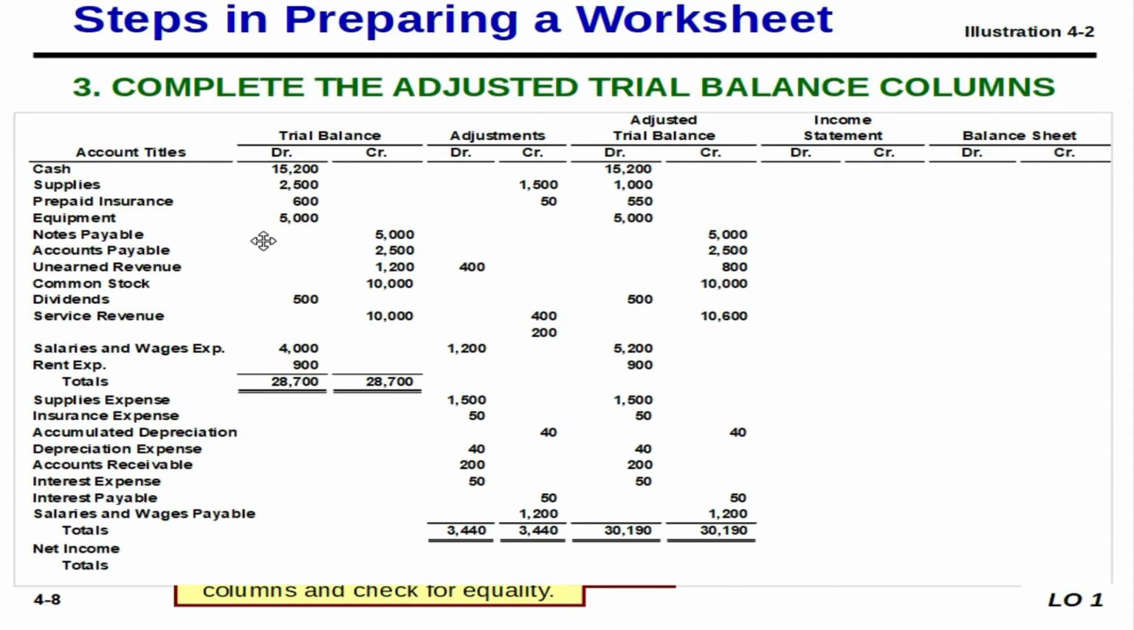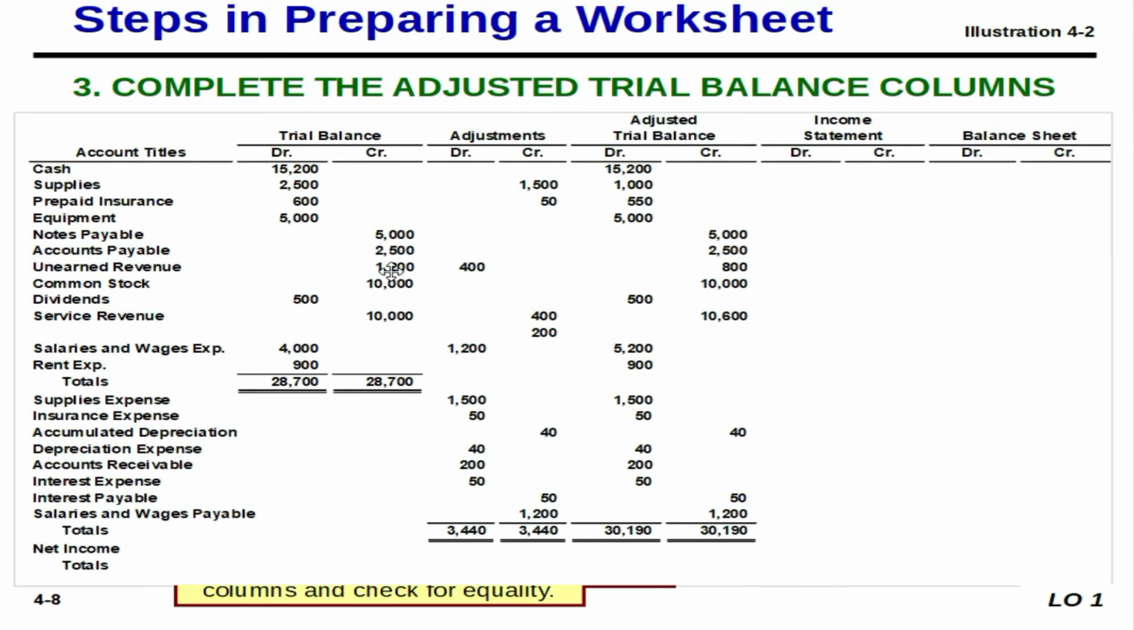Equipment was not touched in that adjusting entry, so you just transfer that over as is. Notes payable was not touched, so you transfer it over as is. It was a credit, no adjustments, and then you transfer it over as a credit on that adjusted trial balance. And then for accounts payable, same deal.